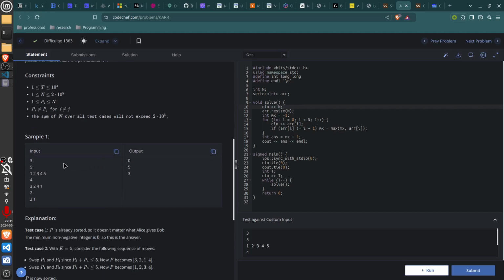And so if it's already sorted, it's 0. This one is 5, and this one is 3.